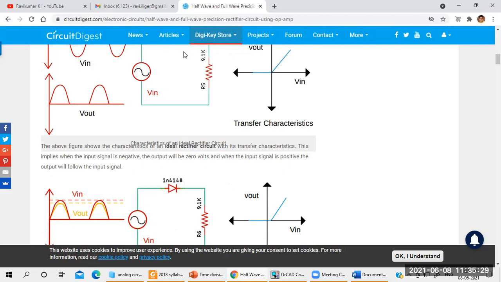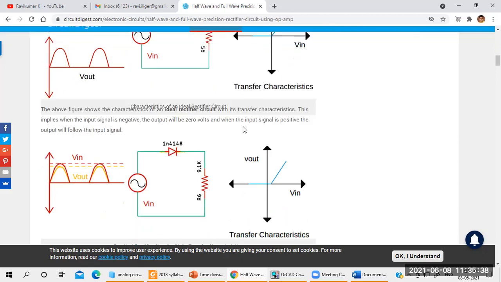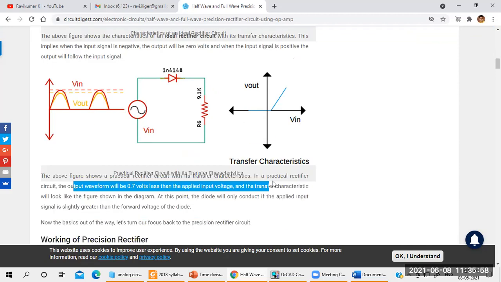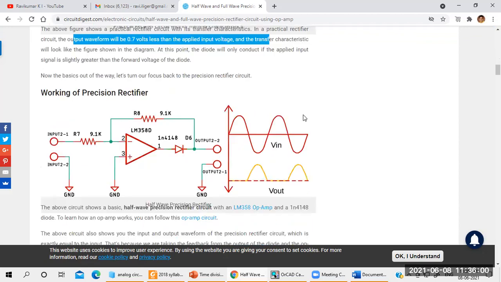Earlier we took an ideal diode, where the cut-in voltage is 0, so it starts conducting from 0 to the maximum. But with a silicon diode, it conducts only after 0.7 volts. Understood? So from 0 to 0.7 there is no output voltage. When you come to rectification, you have to include the dropping voltage also. That we can call a precision rectifier. This is the precision rectifier.